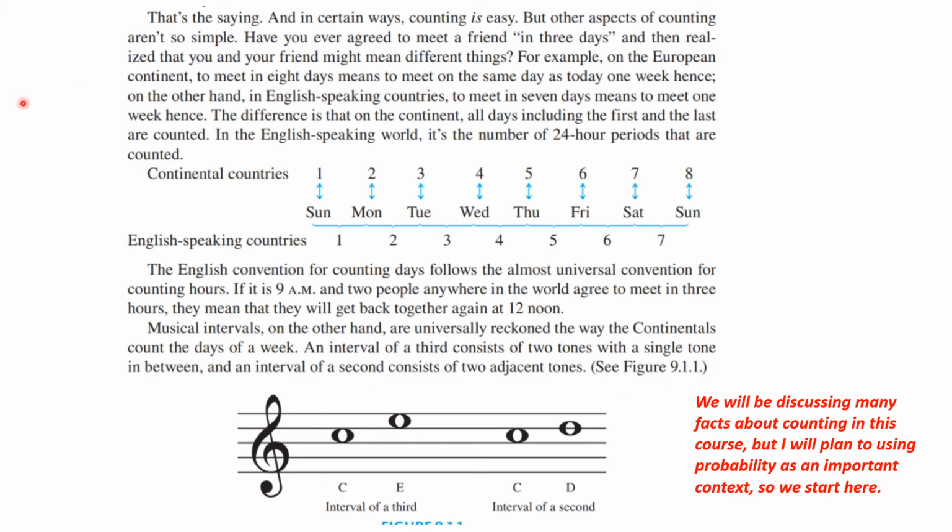Sometimes people say it's as easy as 1, 2, 3. Well, that's the saying, and in certain ways counting is easy, but other aspects of counting aren't so simple. And here's a couple of examples by way of introduction.